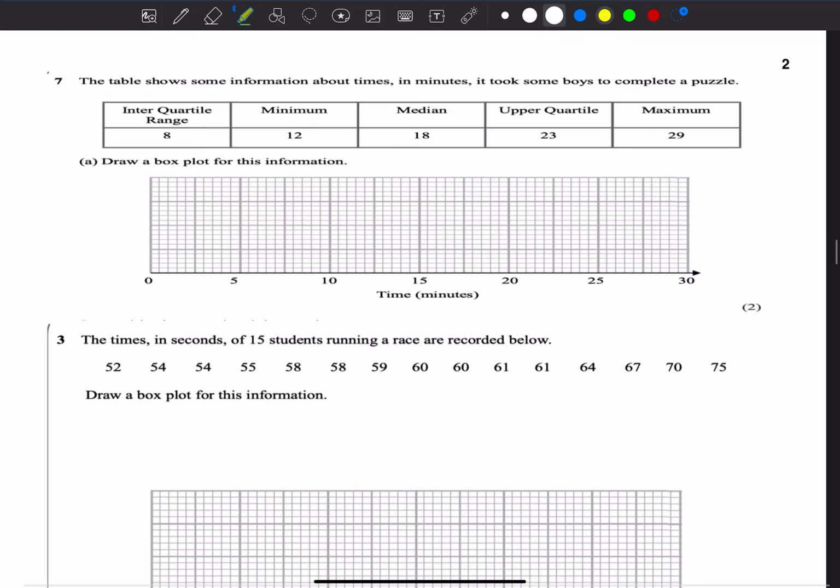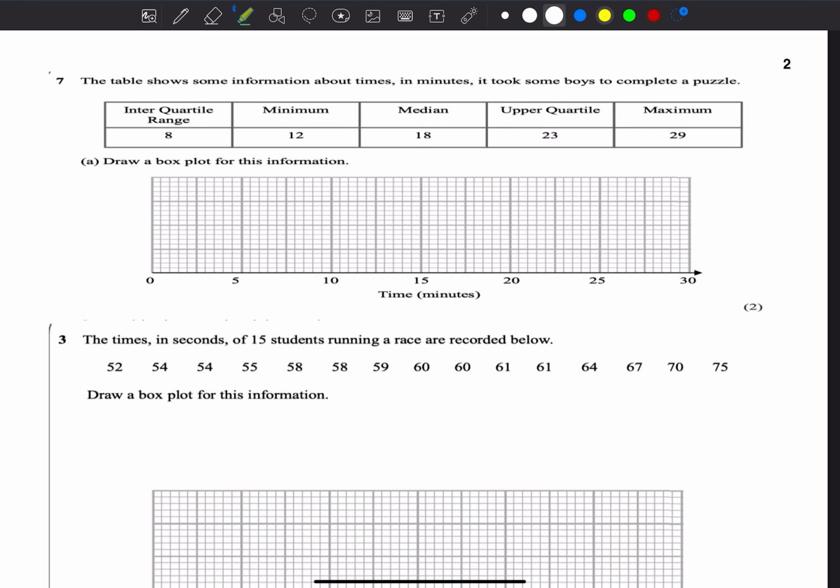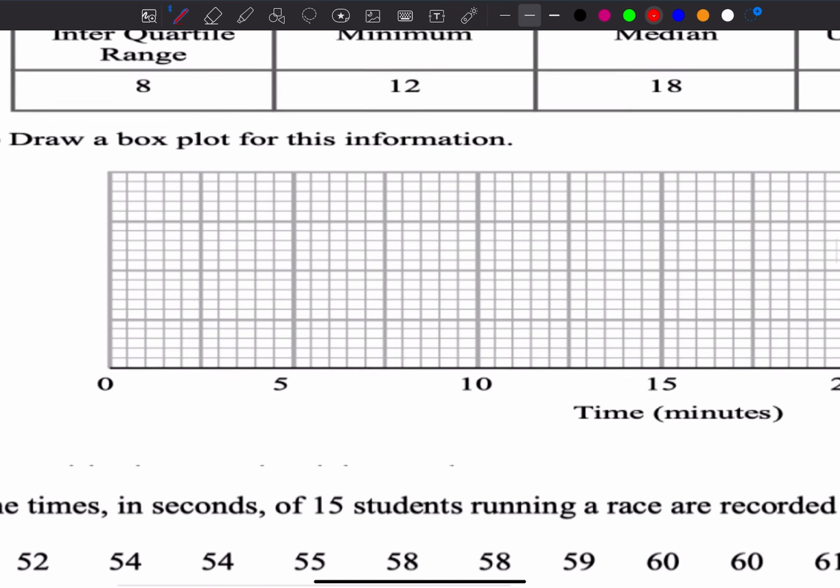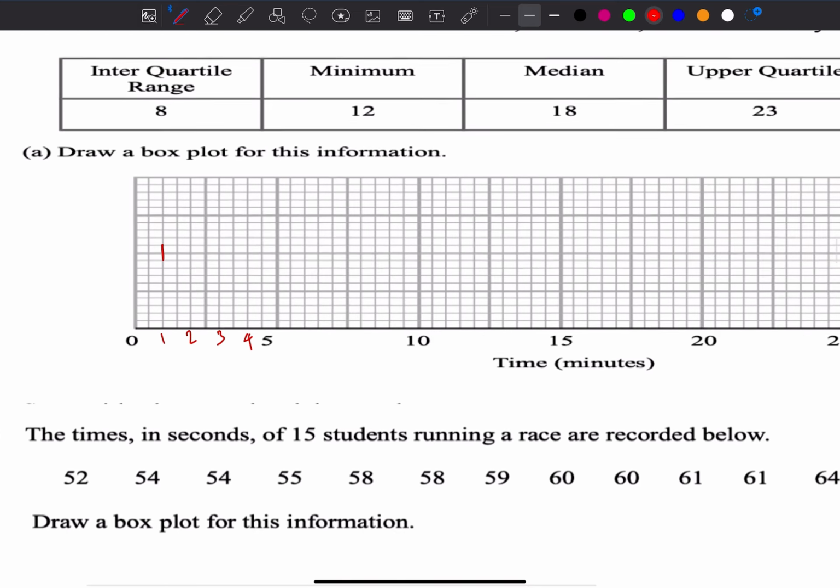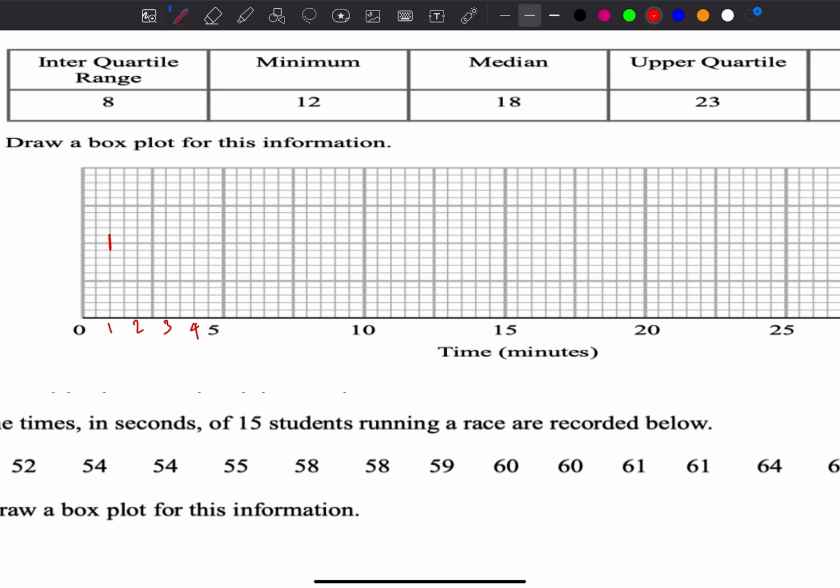So what do we have? We've got your box plot. You should know how a box plot should look. The minimum is 12. Remember, in here each box is going up in, so each 2 boxes is 1. So that's 1, 2, 3, 4, 5 in that order, right? The minimum is 12. So then 11, 12. That's 12. There you go.